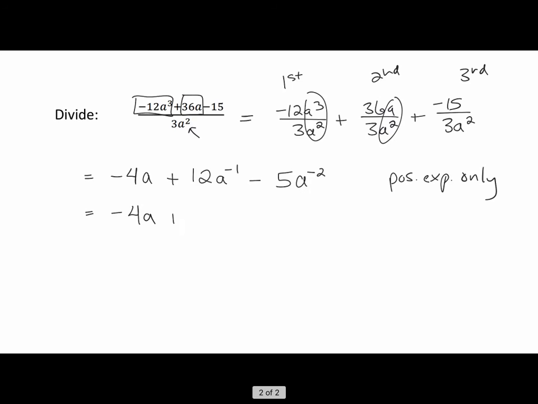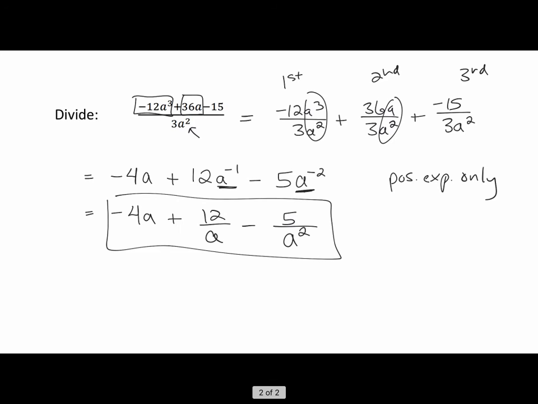So in the second term there, a has a negative exponent. I'm going to put that in the denominator. And in that third term, a has a negative exponent. I'm going to put that in the denominator so that the quotient is simplified here. Because we must have positive exponents only in order to be completely simplified.